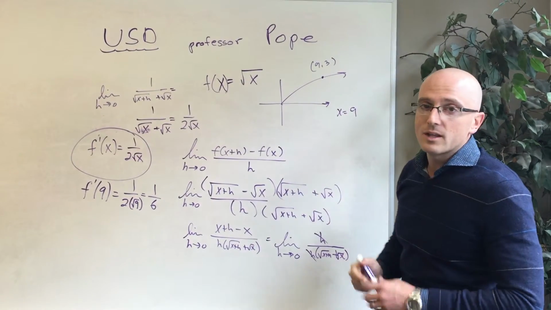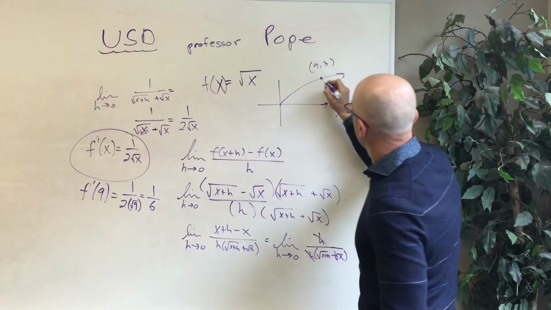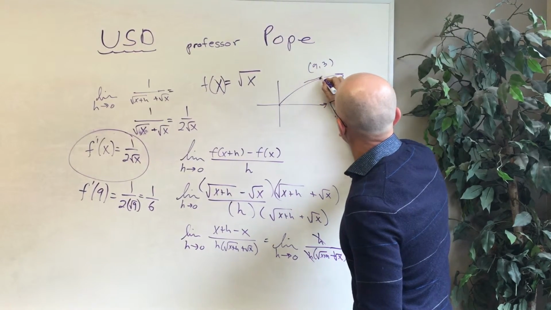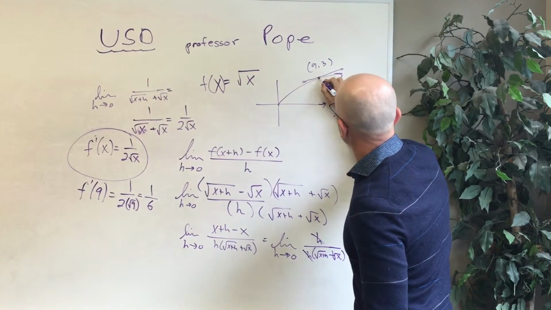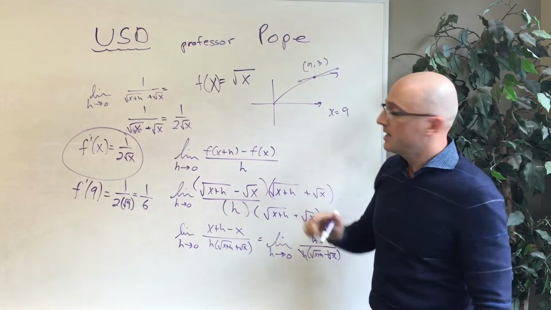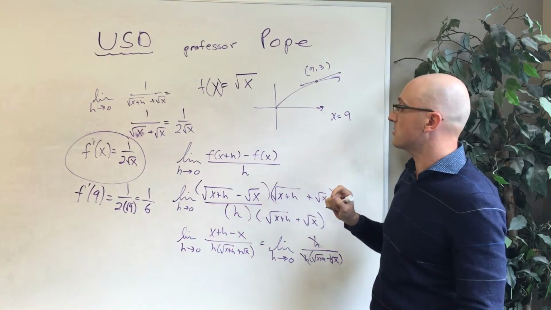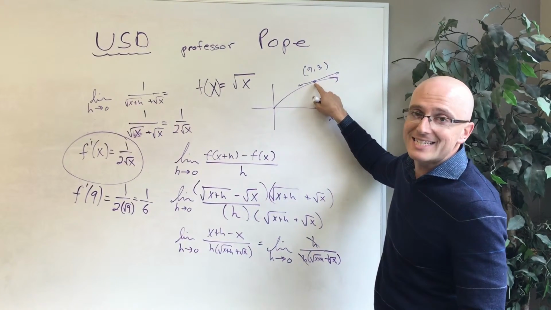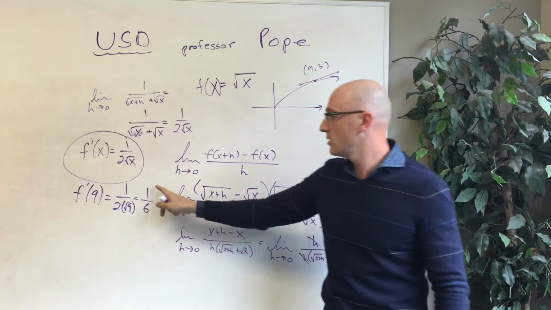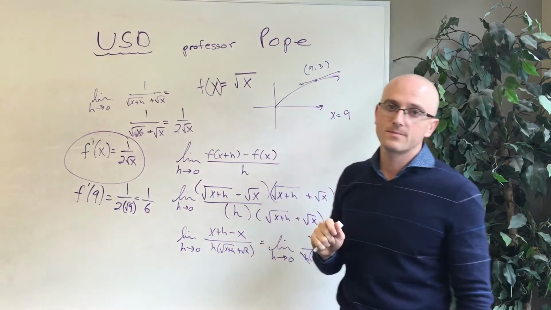Okay? Now, let me add this as well. Every point on this graph, right, has what's known as a tangent line. The slope of the tangent line is the instantaneous rate of change. So the slope of that tangent line is 1/6.